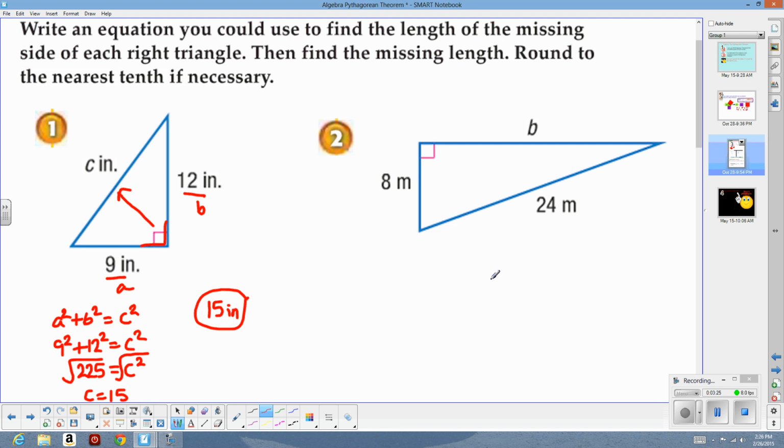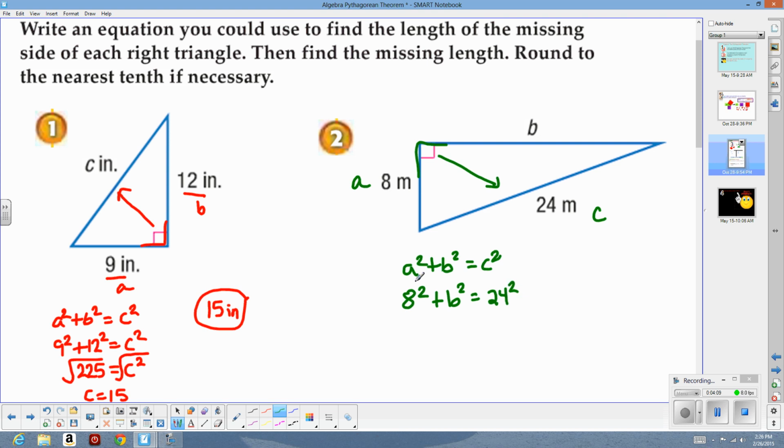All right, this next one's a little bit different. I'm going to go ahead again and write down the formula. A squared plus B squared equals C squared. Remember, A and B are the two legs and they form the right angle of the right triangle. So this is our A and B, so I'm going to label this one A. And then our hypotenuse is the one across from the right angle. I'm going to label that C. Now I'm going to plug everything in. A squared, so 8 squared, plus B squared equals, now in place of C, I'm going to put 24 squared.